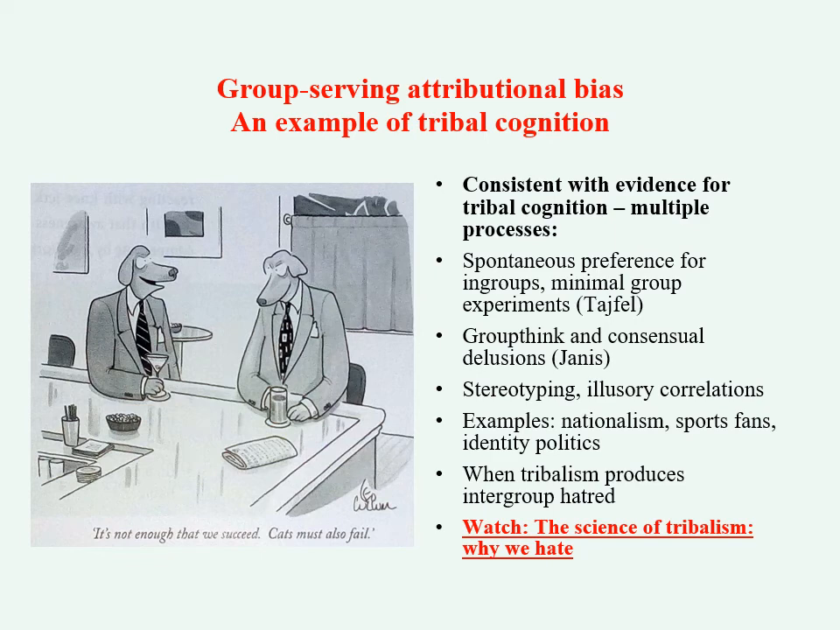This, of course, can result in many everyday examples of intergroup conflict and discrimination. Nationalism, supporting a particular sports team, identity politics, when you believe that the identity group to which you belong is particularly important and superior to other identity groups. These are all processes that can easily produce tribalism and intergroup hatred. Click on the link at the bottom of the slide and view this short video on the science of tribalism.